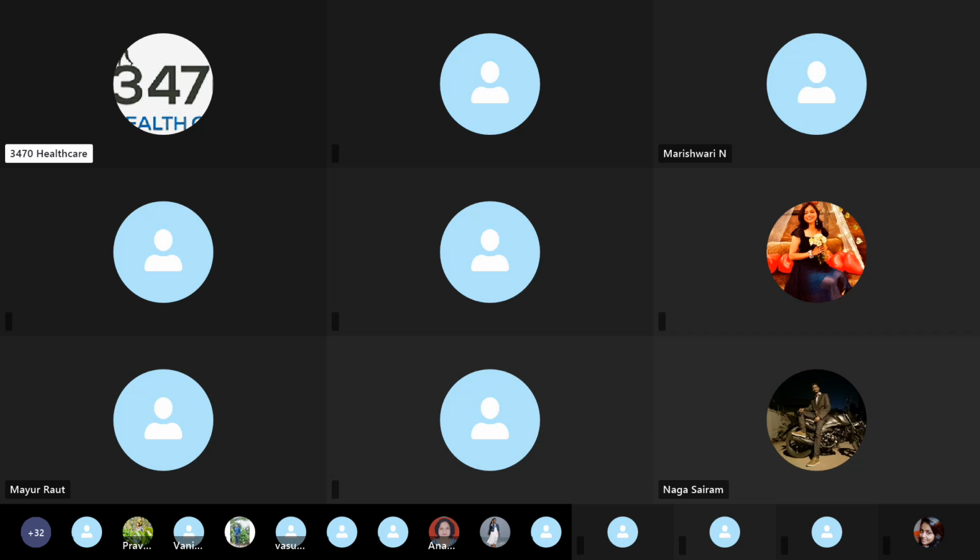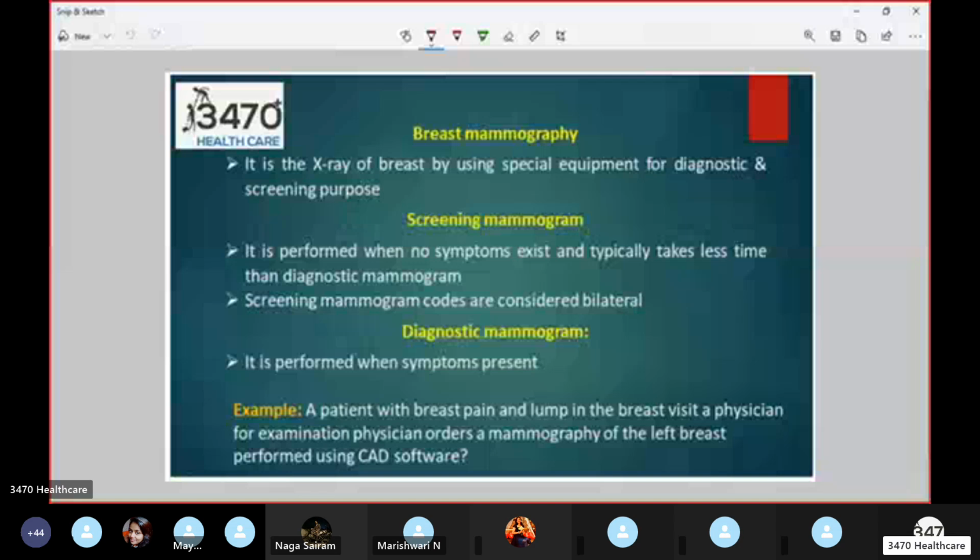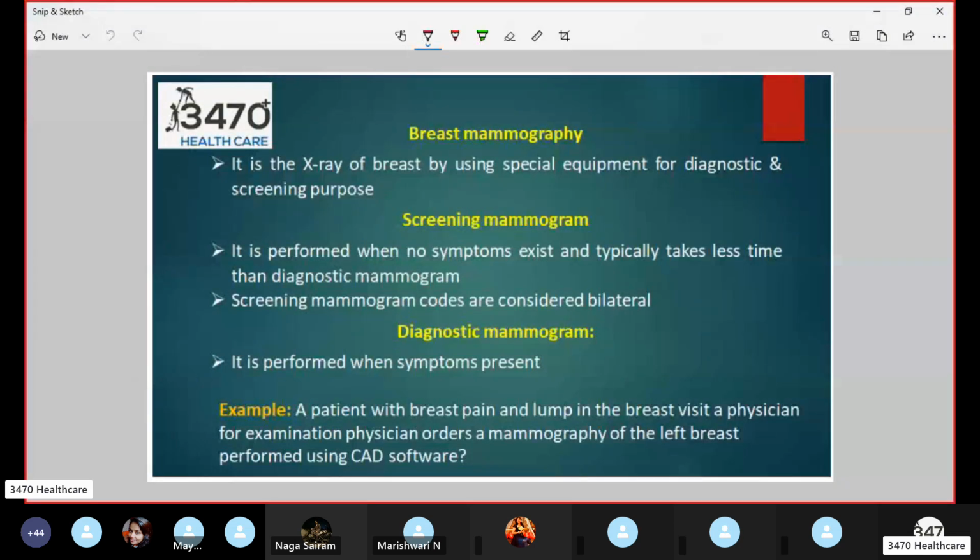Next, I'm going for breast mammography. The specialized X-ray used to visualize the breast. That is the breast mammogram. Coming to the breast mammogram, we have screening mammogram and diagnostic mammogram. Screening means the patient has no symptoms. Maybe a family member has breast cancer, so that person checks her breast status. That is the screening. No symptoms, simply they are coming and checking.